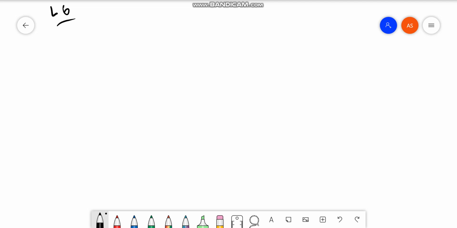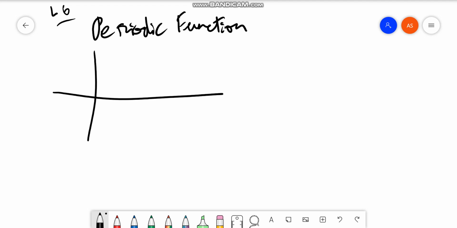Okay, let's talk about trigonometric graphs. So there's something called the periodic function. The periodic function is basically a graph that repeats over periods. So if you have this graph, as you can see, it repeats. So that is the periodic function.